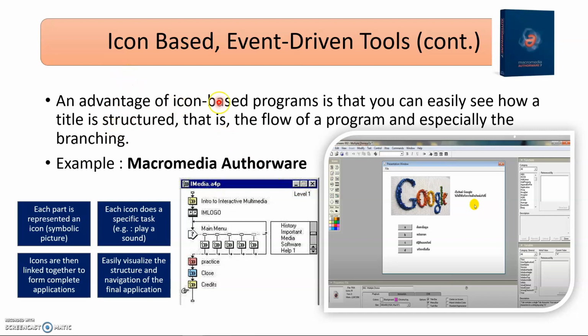So an advantage of icon-based programs is that you can easily see how a title is structured, and that is the flow of a program, especially the branching. So you can easily track where the flow of your project is going. You can see the example of Authorware here. You can have buttons. You may also have the introduction here.